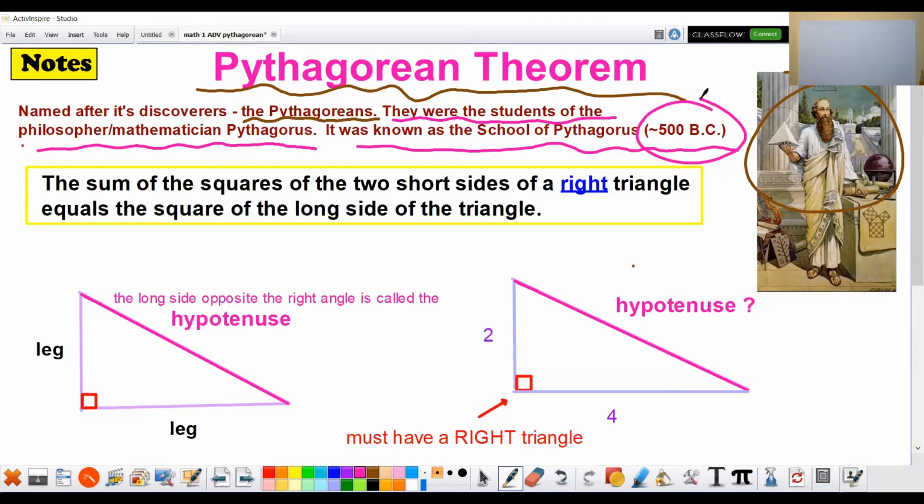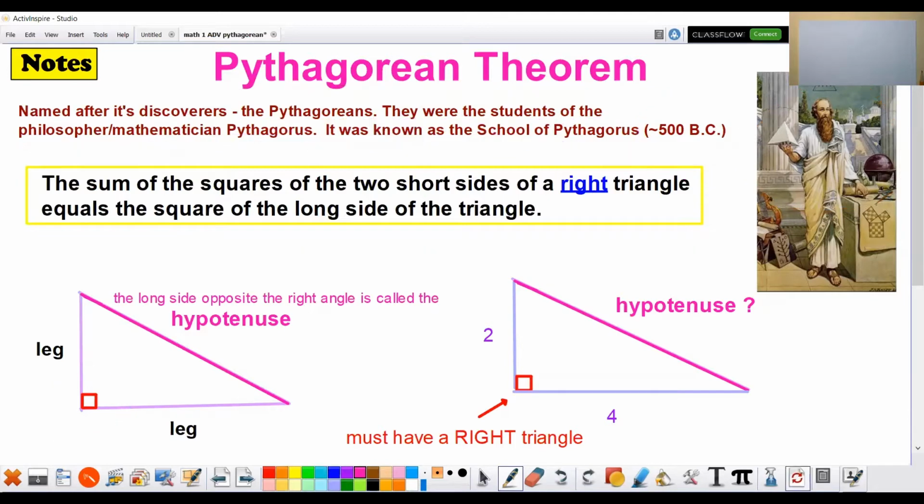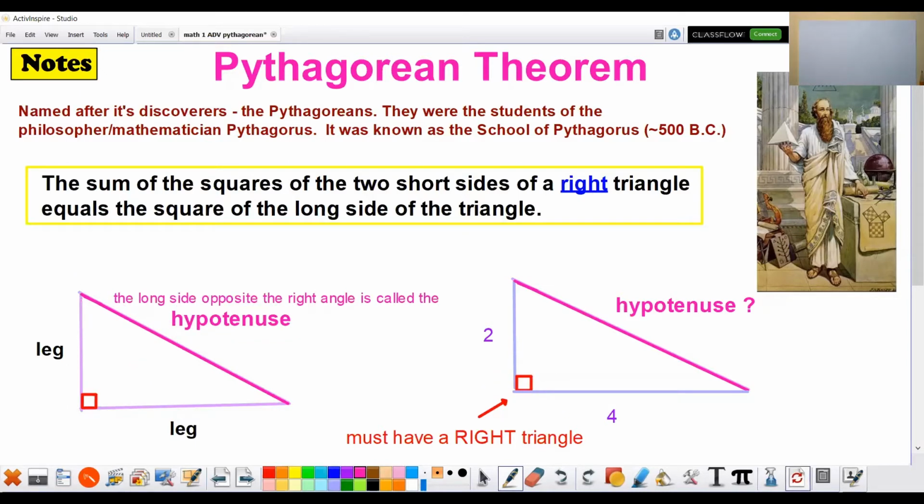So his rule was this. Sounds kind of funny. The sum of the squares of the two short sides of a right triangle, has to be a right triangle, equals the square of the long side of the triangle. So here's what they discovered. When you have a right triangle, in other words, it has a perfect corner. In other words, maybe it was a rectangle and someone just put a diagonal right through it, we're going to call these the legs, the ones that come out of the right angle, but the long side that's opposite the right angle is called the hypotenuse. Kind of a funny name, the hypotenuse. Some people call it the hippopotamus. But you have to have a right triangle. And here's what they discovered.